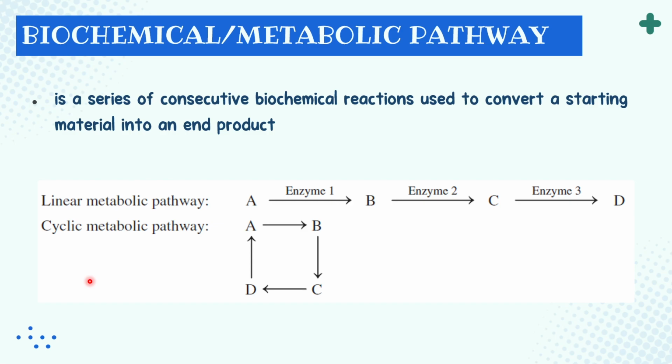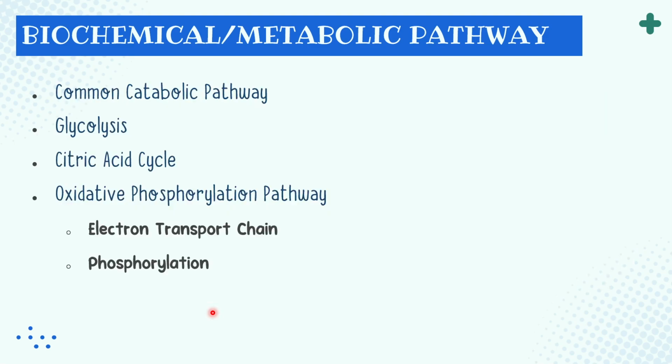So for your linear metabolic pathway, we will be able to get a final product, while your cyclic metabolic pathway refers to a series of reactions which is continuous, and whatever product is formed in your cyclic metabolic pathway will then be reused in a continuous cycle. So again, these are the metabolic pathways that we will be discussing as of this moment.